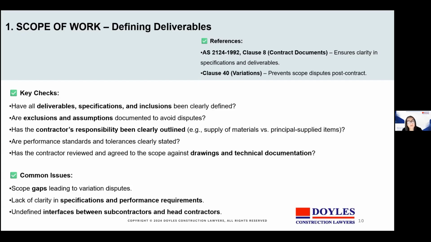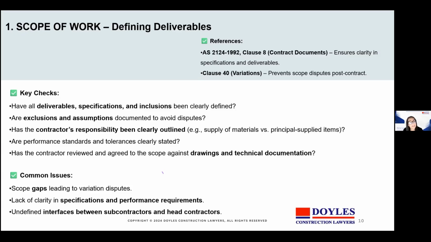But in terms of the scope of work defining deliverables, scope is the clarity that you need. It's the foundation of payment entitlement. If it's not in the scope, you're likely to be arguing about variations or claims on a quantum meruit basis, both of which are costly and uncertain. So what we commonly find is that scope gaps lead to these variation disputes.